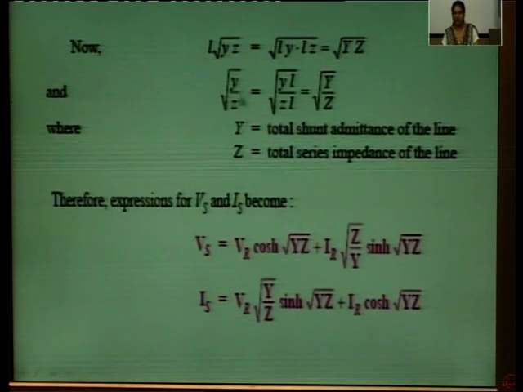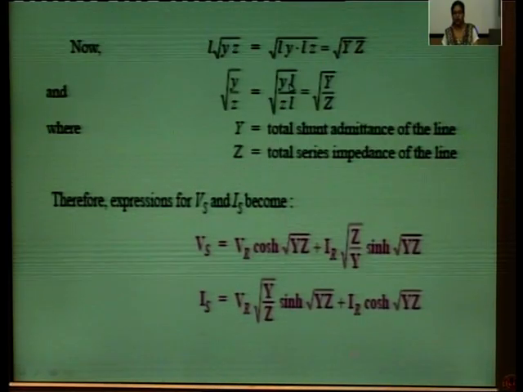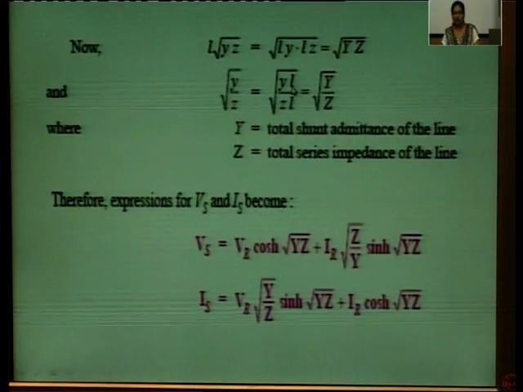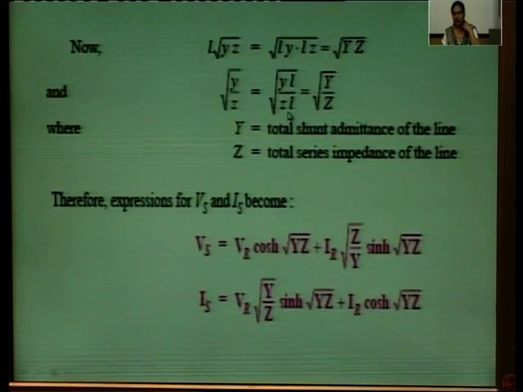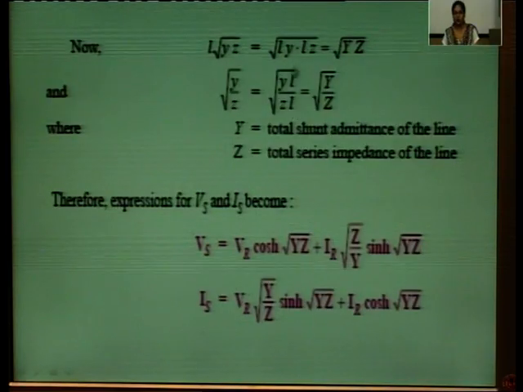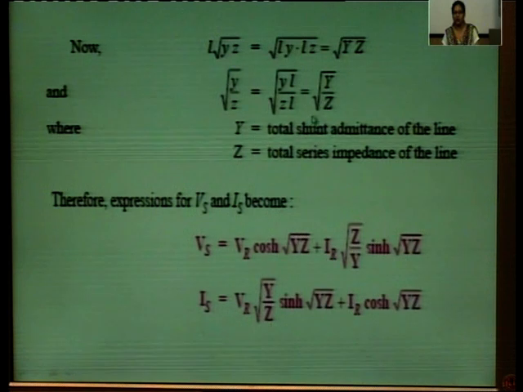So similarly, small y by small z under root is equal to, multiplying L both in the numerator and denominator terms of y by z, we get YL divided by ZL under root. So this is capital Y by capital Z under root, where Y is the total shunt admittance of the line and Z is the total series impedance of the line.